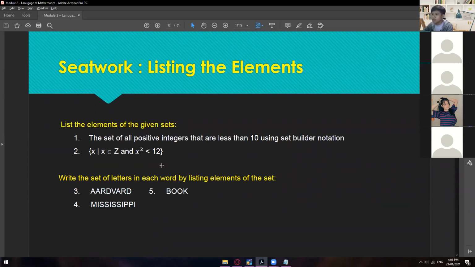So are we clear so far? Clear or no? Any clarification? Let me know so we can discuss it now. Clear, sir. All right, so it's clear.